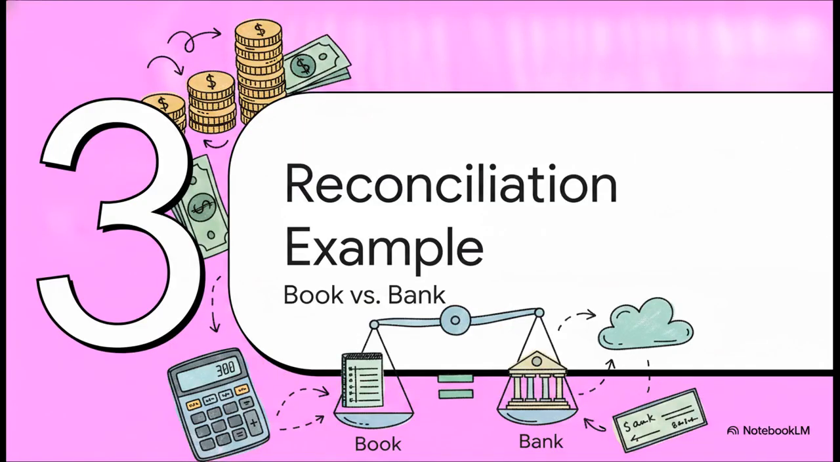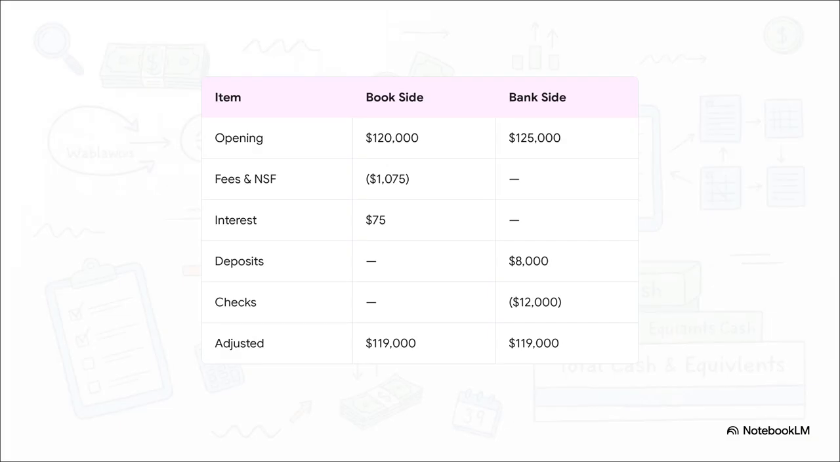All right, Section 3. Let's look at a two-sided reconciliation example and see how we bounce between the book and the bank. It's one thing to talk about the theory, right? But seeing the math in action really drives the concept home. Let's look at a classic two-sided reconciliation. Notice our starting point. The books think we have $120,000, but the bank statement says $125,000.